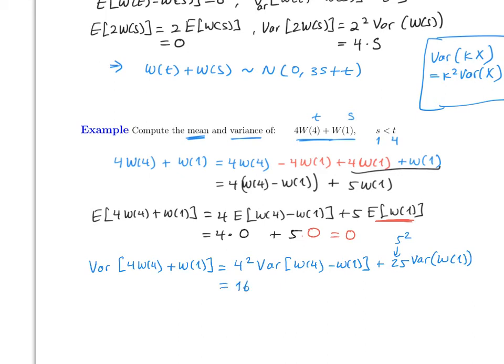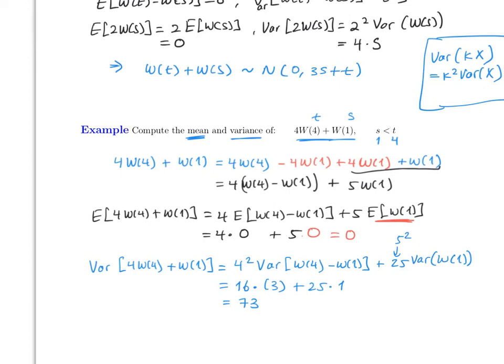This will be 16 times 3. Why do we get 3? Because remember, this is a normal distribution that has a variance of 4 minus 1, which is 3. And the second one has a variance of 1. Once you simplify everything, this gives you 73.